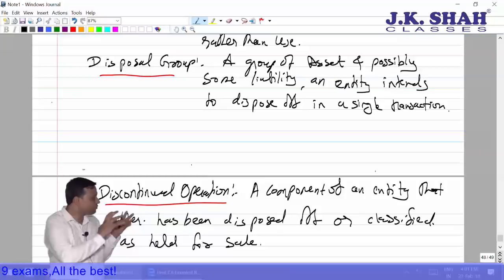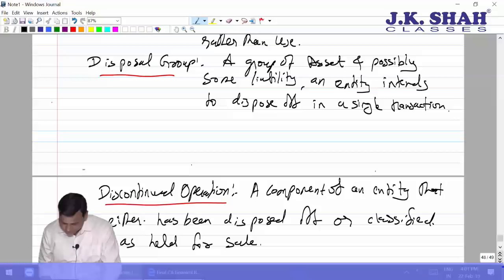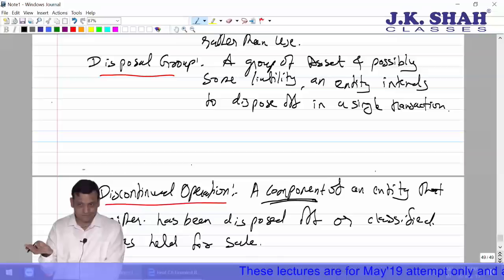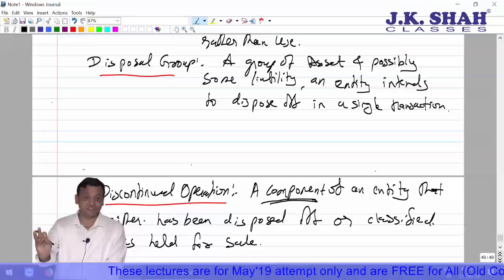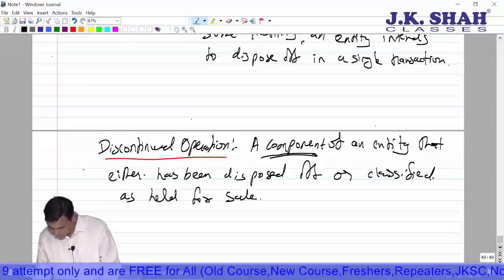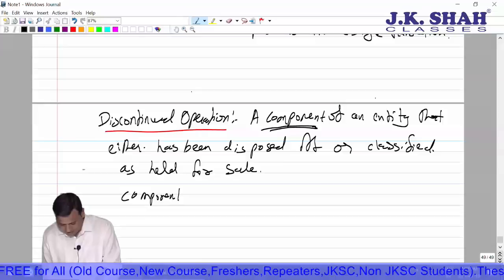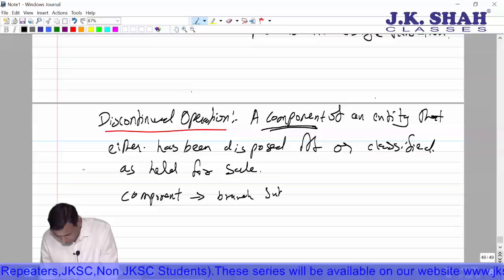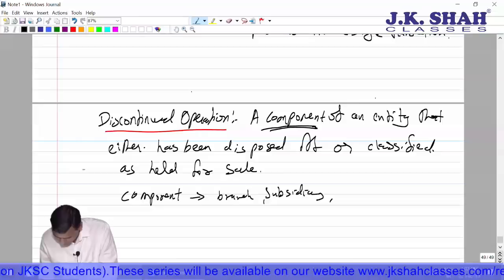Now, what is the difference between a disposal group and a discontinued operation? See, one by one. It is a component. A component can be a branch, a segment, or a subsidiary. It's a component of an entity. When I say component, I hope you are understanding that there is a difference here. There it was a group of assets. Now this is a component, meaning either a branch or a subsidiary or a segment, whatsoever it may be.